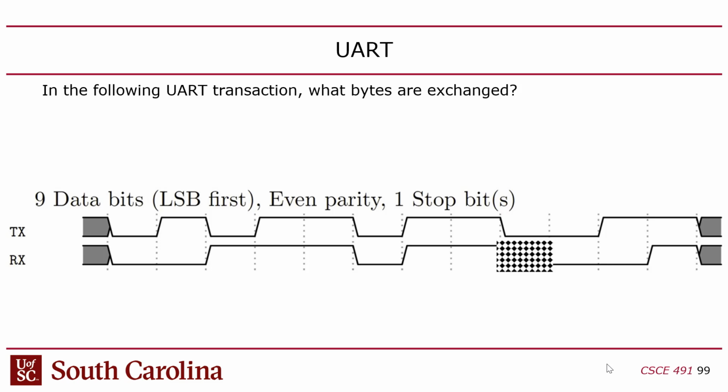Okay, so here's an example question I might ask. If we have 9 data bits, least significant bit first, even parity, 1 stop bit, but we don't know what the bit is here. Now, this, by the way, is called an erasure. An erasure is when the receiver knows that there's an error and it knows where the error is. And so with this parity, we can correct an erasure.